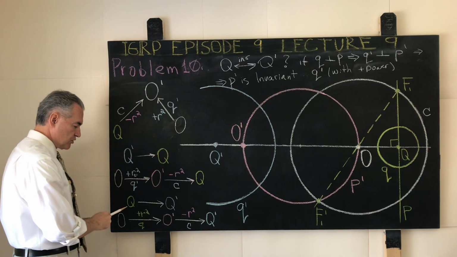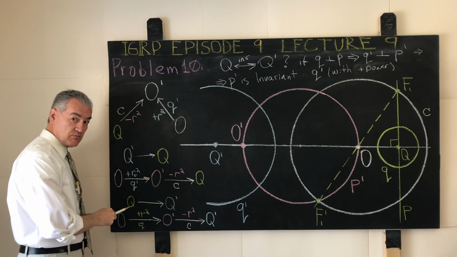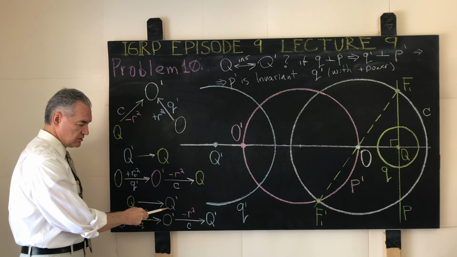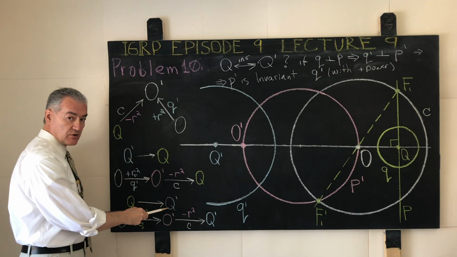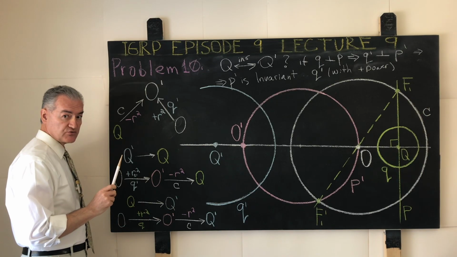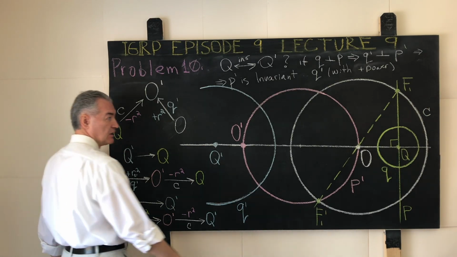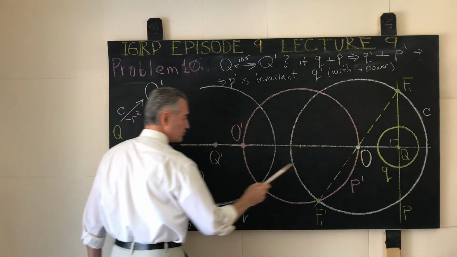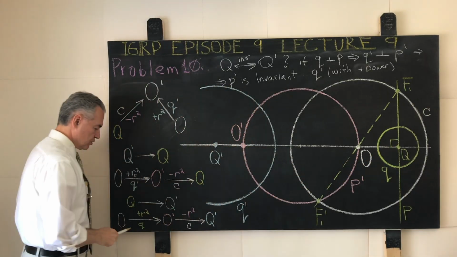And conversely, if we know the location of the point Q and we need to find the location of the center of its inversive image Q prime when the power of inversion is negative. Again, knowing this, we now want to recover this. What do we do first?